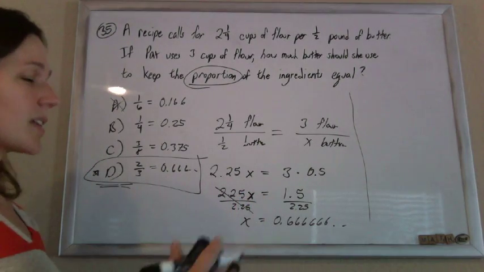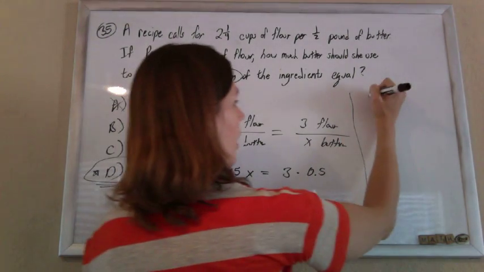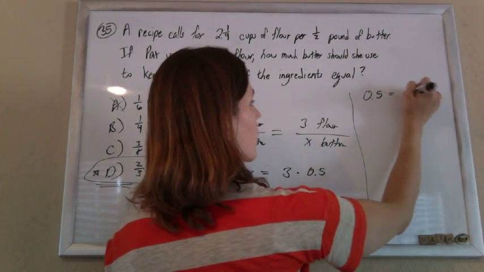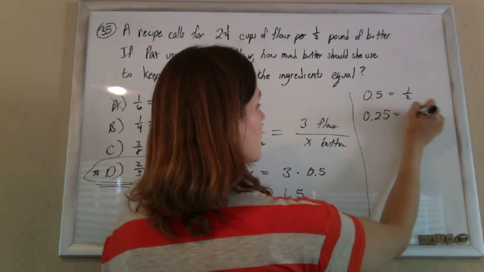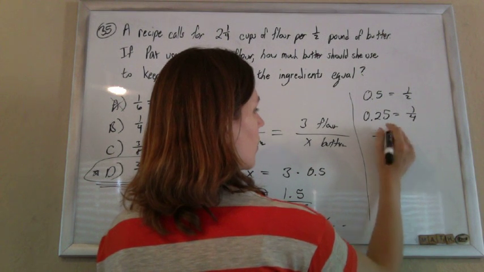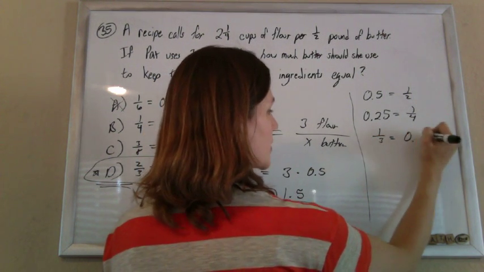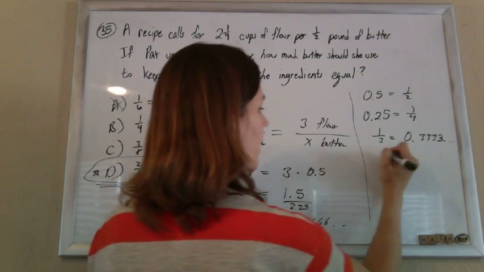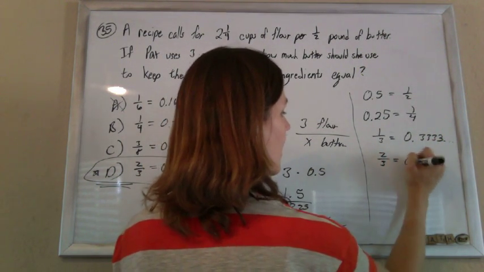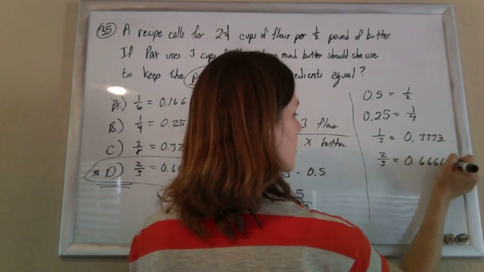But for a separate kind of tangent, good fractions to know. We mentioned 0.5, we know that's a half, right? We know a quarter is a quarter. We know a third is 0.333 repeating. That kind of comes up a lot, it's worth knowing. And therefore 2/3 is twice that, so 0.666 repeating.